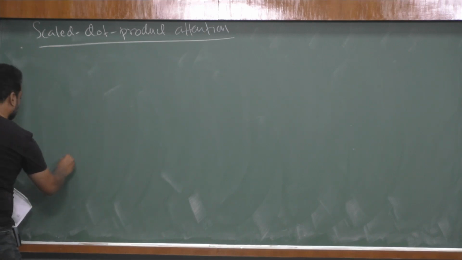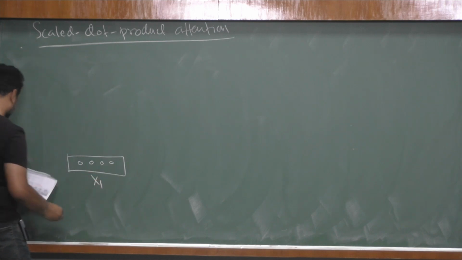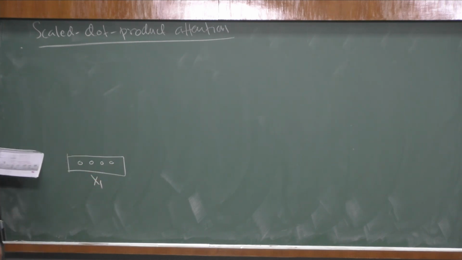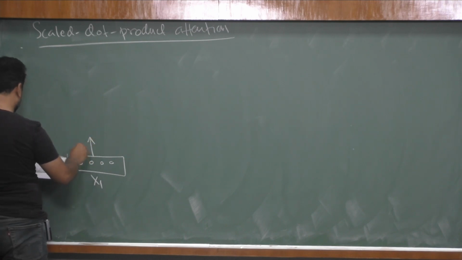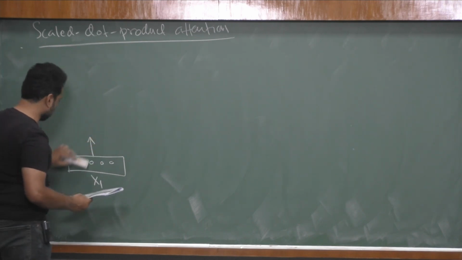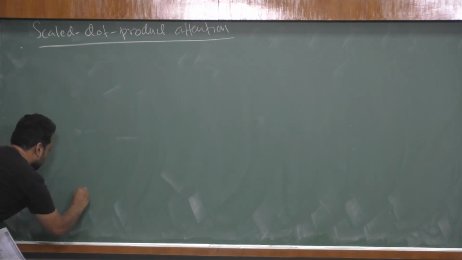So the way it will be done is as follows. We have a vector x1, and it has a vector representation, let us say of 4 components. I would prefer to do it from the bottom maybe, so let us say from here.